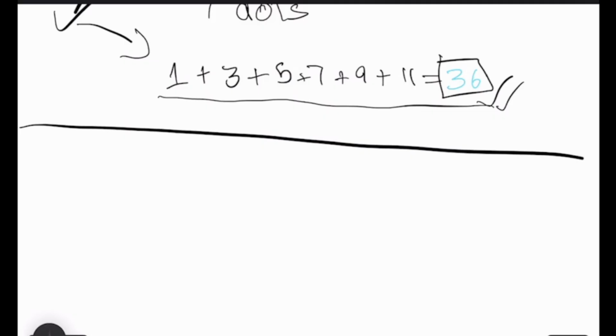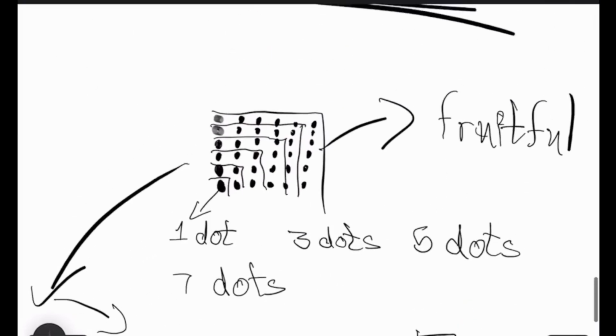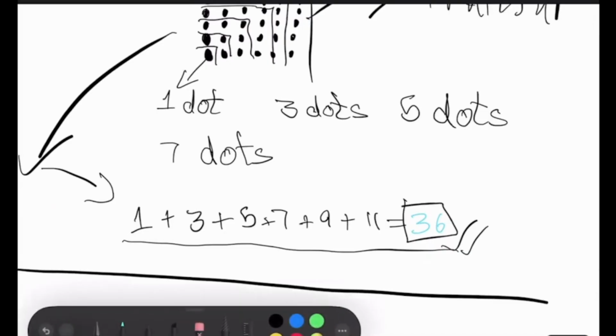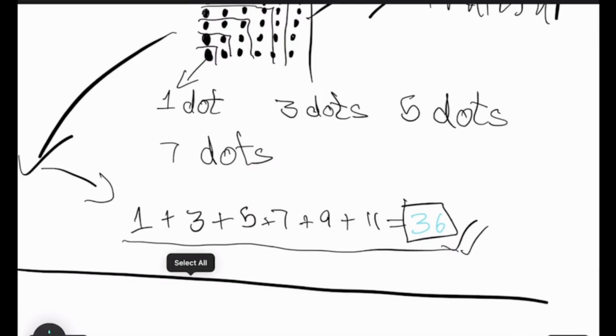If you add only 1 and 3 here, you'll get how much? 4, which is equal to what? 2 square. So here 4 is basically equal to 2 square. So you can make any size, or you can even go for about 10 square by adding these all.